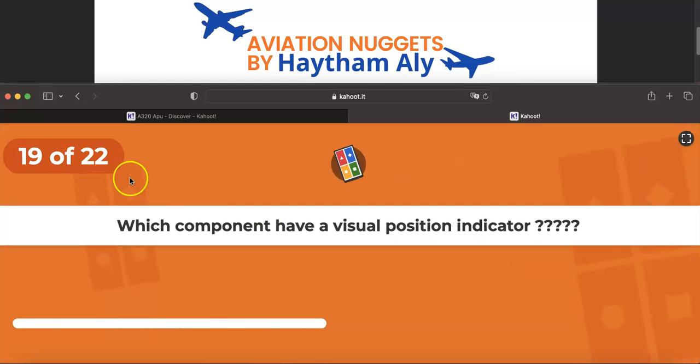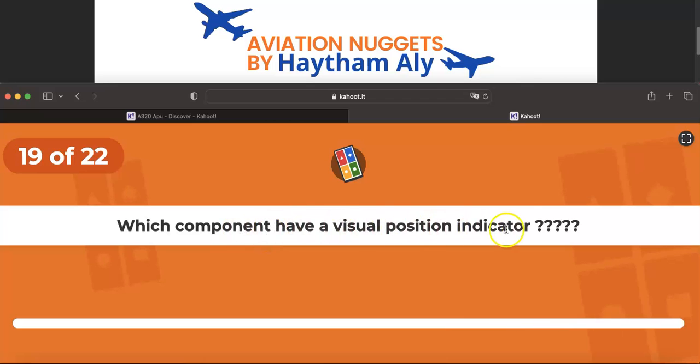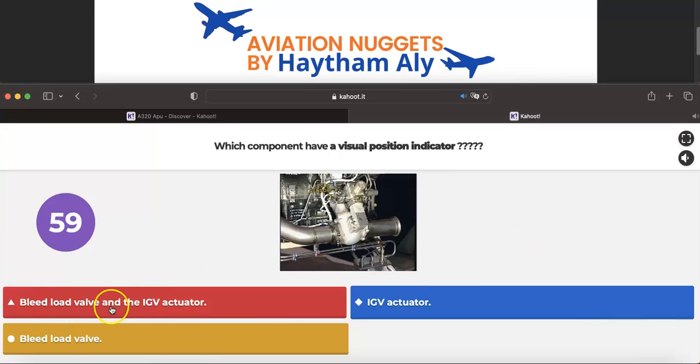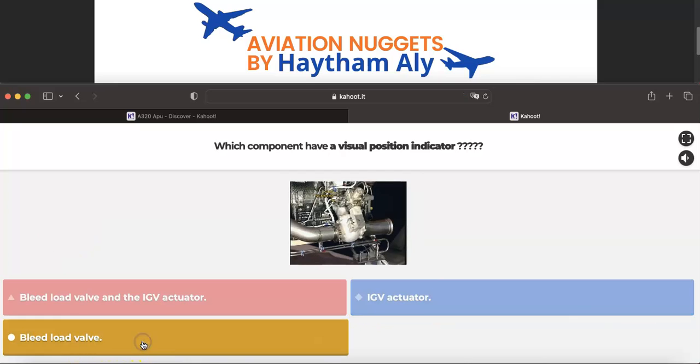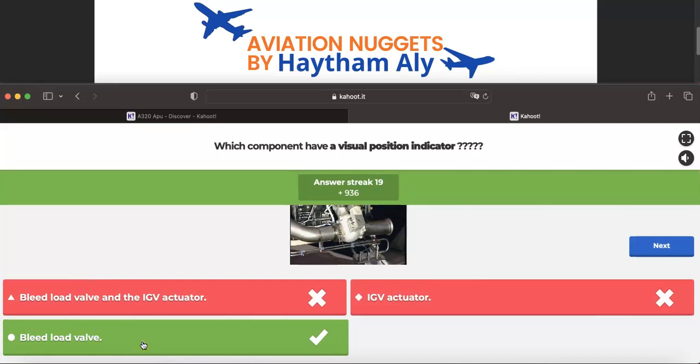Question 19 of 22. Which component has a visual position indicator? Bleed load valve or the inlet guide vane actuator? Here in the APU, the bleed load valve has a visual position indicator. You can go to the bleed load valve and see if this valve is stuck open or closed, for example, for maintenance and troubleshooting. This bleed load valve has here in the APU ABEC two functions.